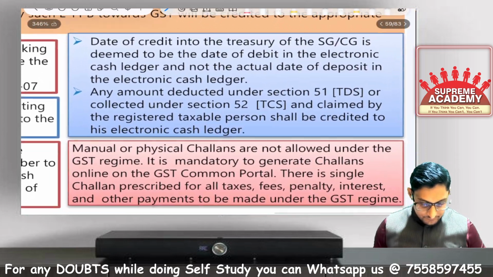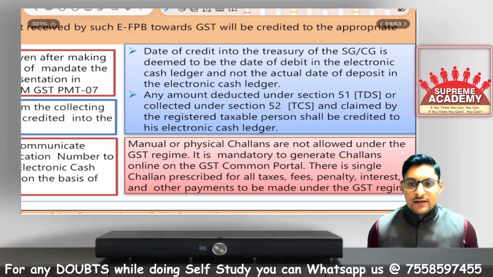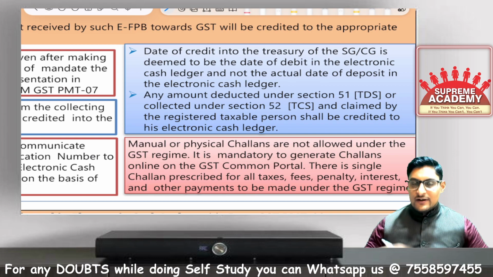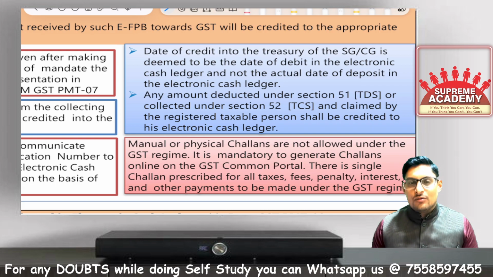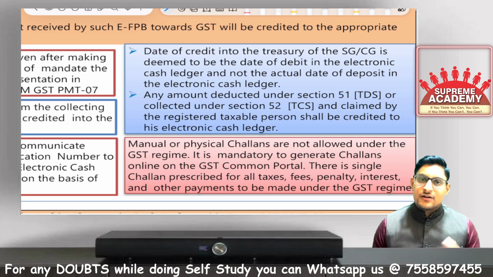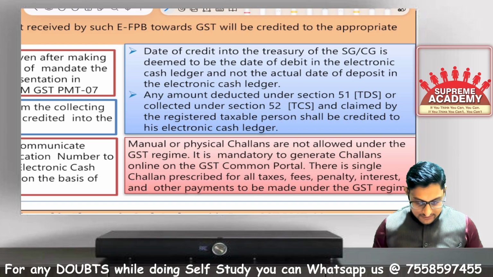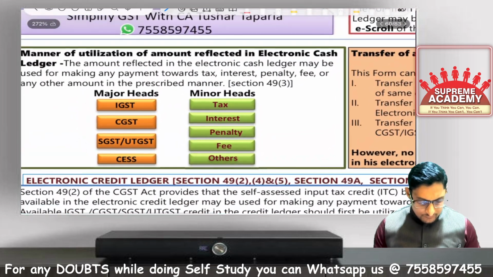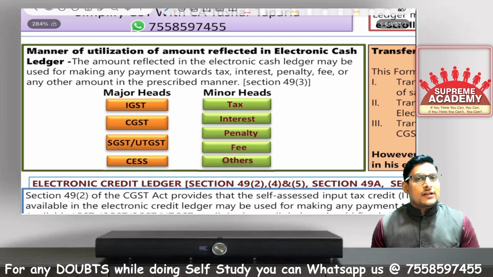Now, which date should we consider? Say today we have made the payment, and after 3 days it is reflected in the government's account. Should we consider the date of debit from your bank account, or the date of credit to the government account? Under the GST provisions, we should consider the date of credit into the government's account, the treasury of the government. This is all about the provisions of depositing money in the electronic cash ledger.